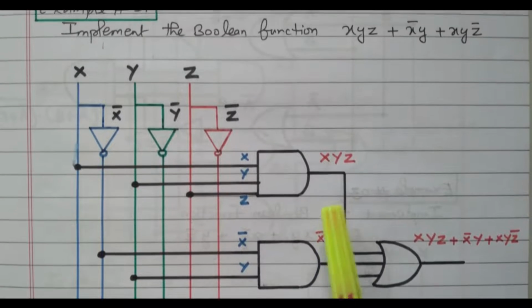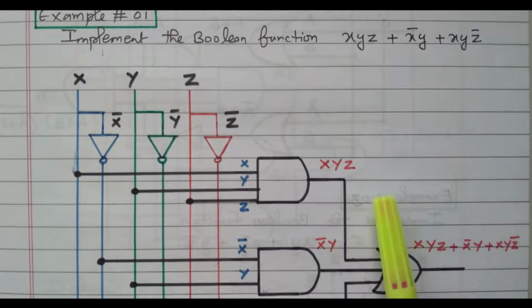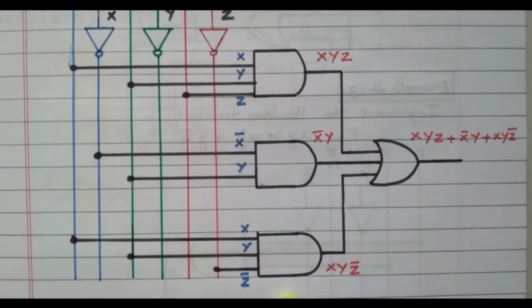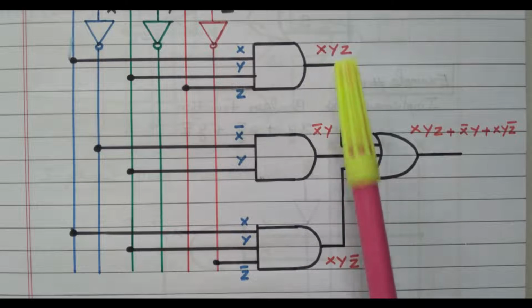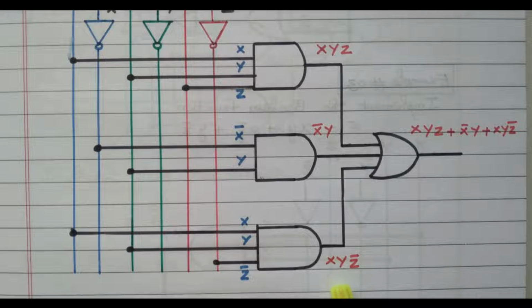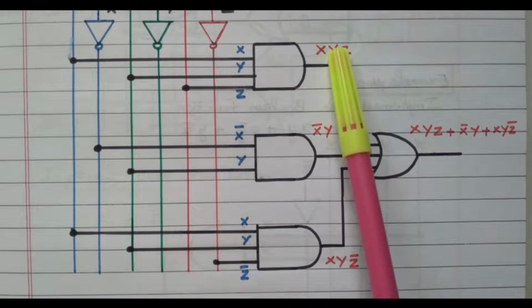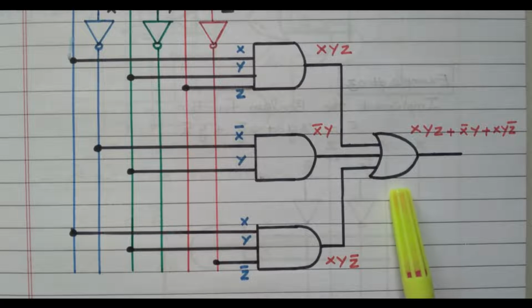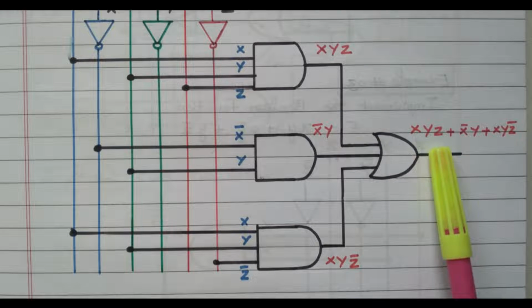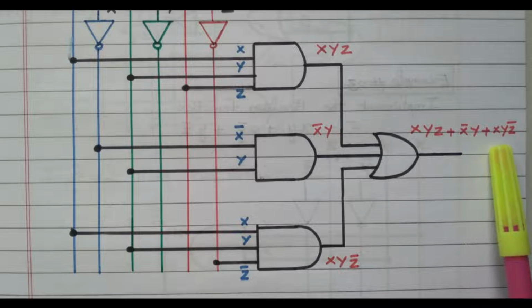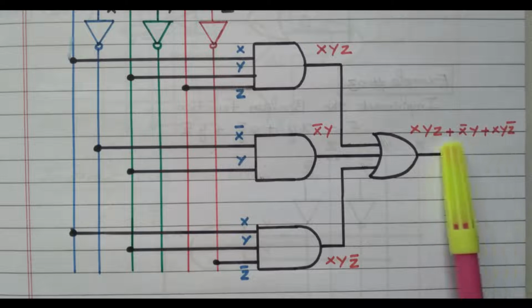What is the third term? The third term is xyz bar, so we need one more AND gate, connected to x, y and z bar. The output will be xyz bar. Now, using these three AND gates, we got the outputs xyz, x bar y and xyz bar. Now we need to add these three terms. For that, we are using one OR gate. The OR gate will add these three terms, xyz plus x bar y plus xyz bar. So this is our required output.